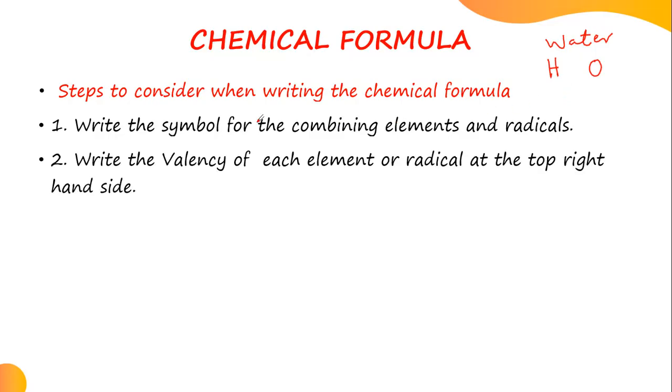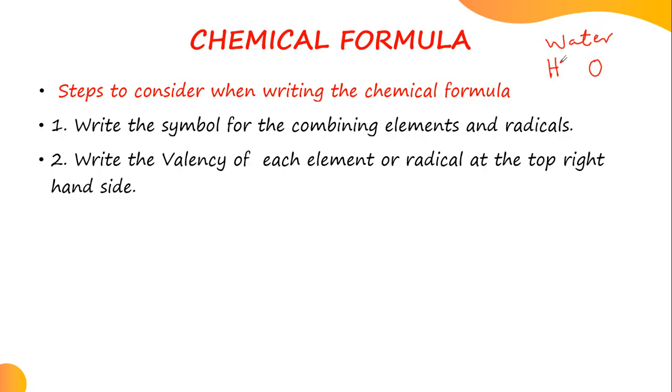Second step, write the valence of each element or radical at the top right hand side of this same element or radical. So now the valence, the key part is the valence. What's a valence? A valence is the number of electrons gained or lost in a chemical reaction, or is the number of electrons that an element loses or gains. So for example, what's a valence for hydrogen? Hydrogen, the valence is 1 and it's placed in group 1 on the periodic table.